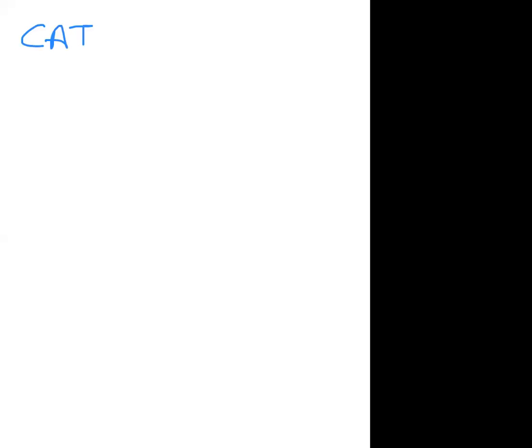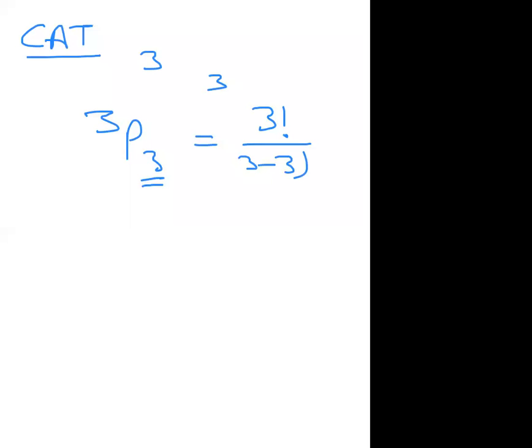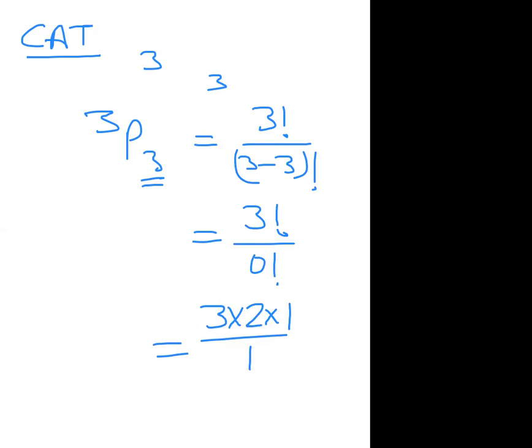It contains 3 alphabets, and I want to use all the 3 at a time. So 3P3, whatever number we need to use, that will be coming down. So 3P3 will be 3 factorial upon (3 minus 3) factorial. It will become 3 factorial upon 0 factorial. We know that 3 factorial can be written as 3 into 2 into 1, upon 0 factorial is 1. So it will be 6.